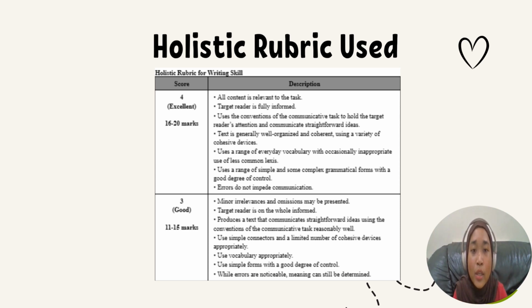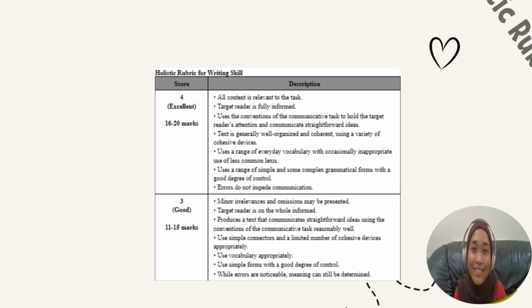The next one is the good level, which consists of 11 to 15 marks. They get this by having only minor irrelevances and omissions. The target reader is on the whole informed, and the student produces a text that communicates straightforward ideas using simple connectors and a limited number of cohesive devices, uses vocabulary appropriately, and uses simple forms. While errors are noticeable, the meaning can still be determined, which means very few errors are made.